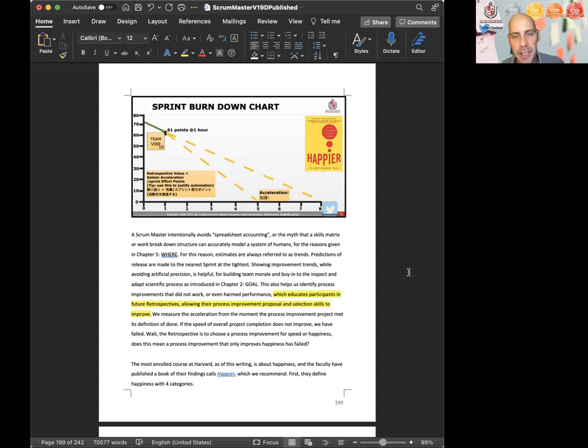We measure the acceleration from the moment the process improvement project met its definition of done. If the speed of overall project completion does not improve, we have failed. Wait, the retrospective is to choose a process improvement for speed or happiness. Does this mean a process improvement that only improves happiness has failed?